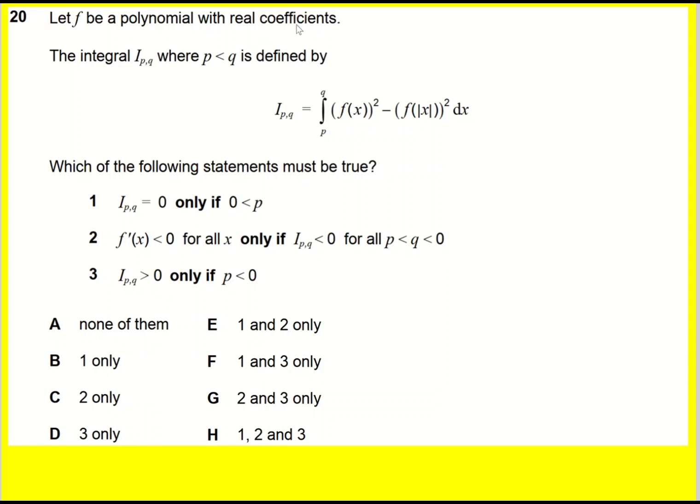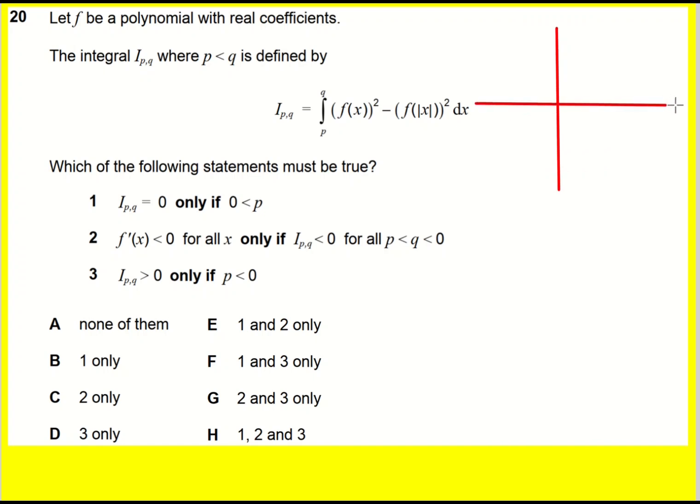Let f be a polynomial with real coefficients, and then this integral pq, where we're integrating between p and q, p is less than q, is defined as this. We've got the function, which we're then squaring, and we're subtracting the function with the modulus of x as an argument, which we're then squaring. So both of these are going to be positive.